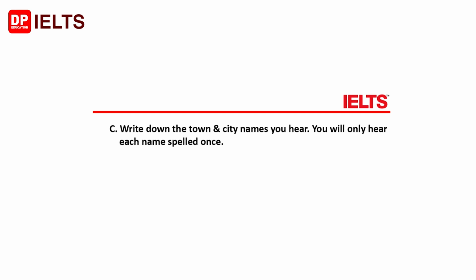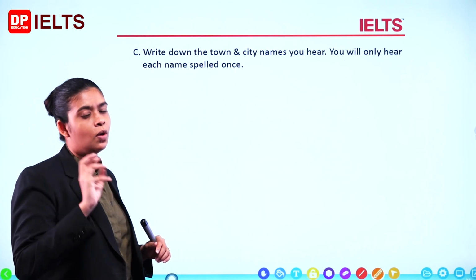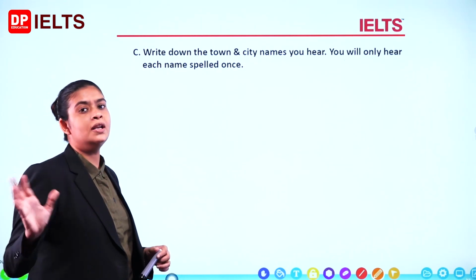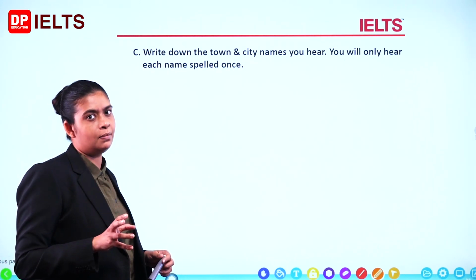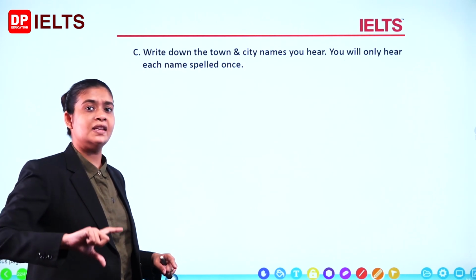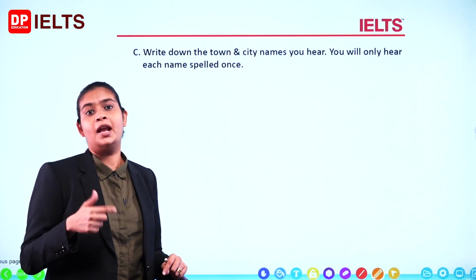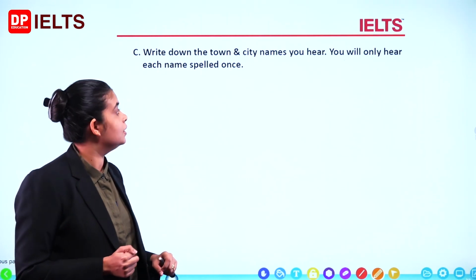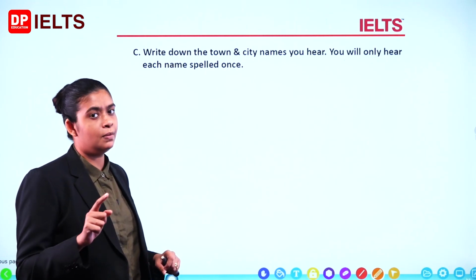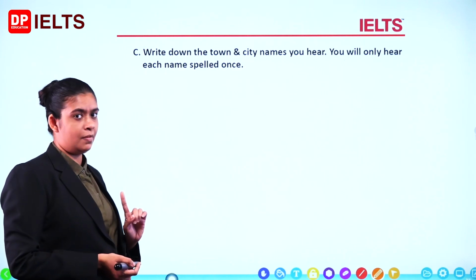Let's have a look at the next question. Write down the town and city names you hear. Remember, you will hear each name once only. They'll spell it out and you will hear it once only, so not all names will be spelled. Please remember that. When you hear it, write it as you hear, and that's why when they spell it out, the alphabet pronunciation now comes in handy for you. Let's listen to it carefully. You'll hear it once only, and there are 15 names.